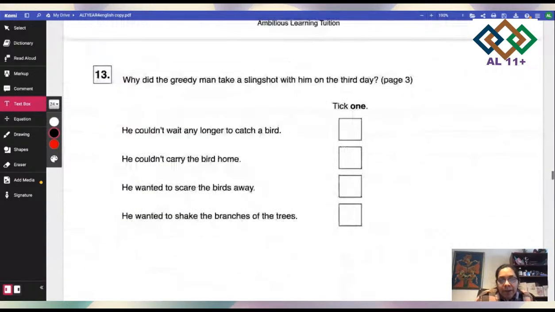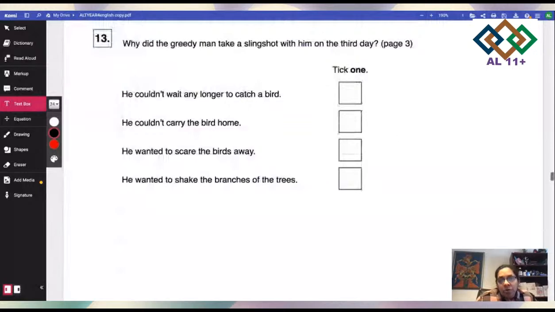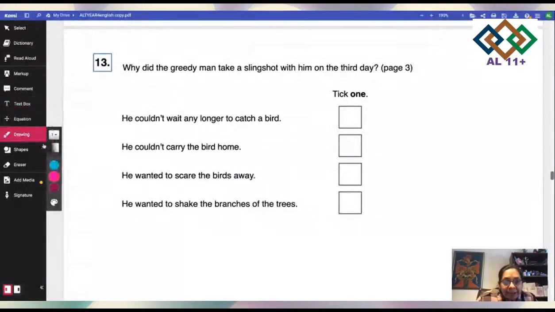And number 13, that's the last one for today. In this, they're asking you again about the greedy man. They are saying, why did the greedy man take a slingshot with him on the third day? Try looking at page 3. He could not wait any longer to catch a bird. He could not carry the bird home. He wanted to scare the bird away. He wanted to shake the branches of the trees.